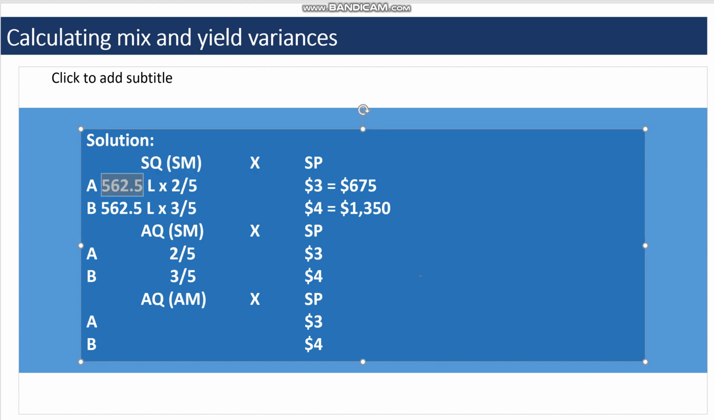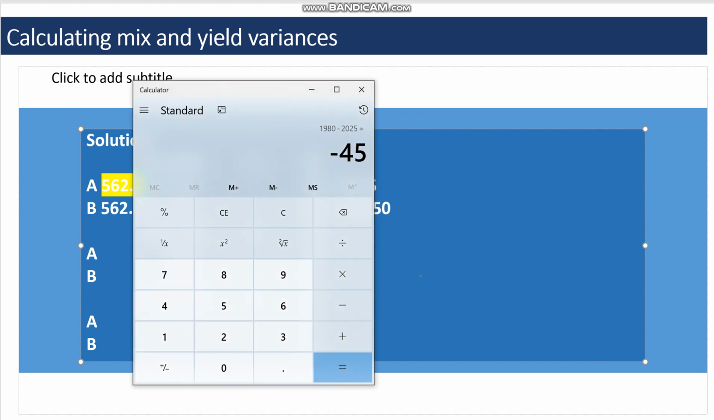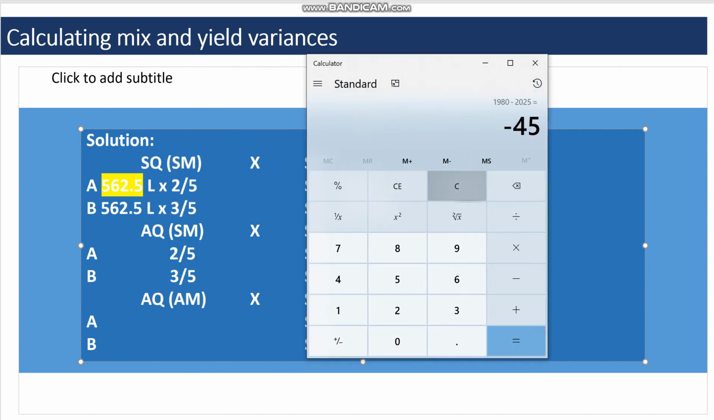Now, can you see how I developed 562.5? Okay, what is it actually? Well, this is the standard quantity to produce the actual output. Now, what was the actual output? Remember that? Actual output was 450 liters. And what was given? We use 5 liters to produce 4 liters. So if we mix 5, we get an output of 4. So 80% is the conversion ratio.